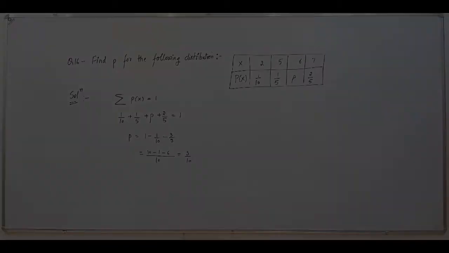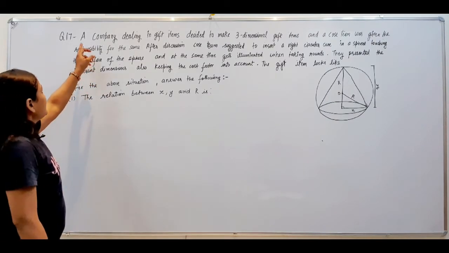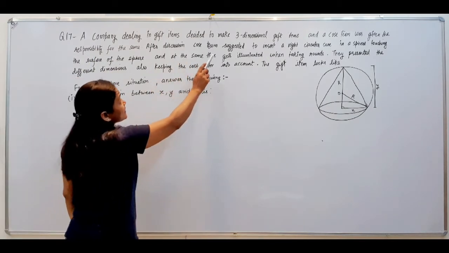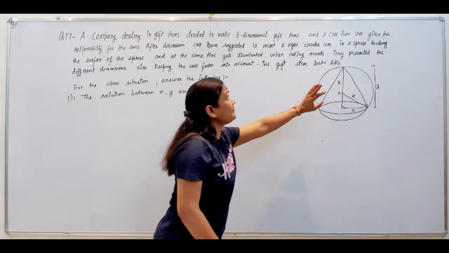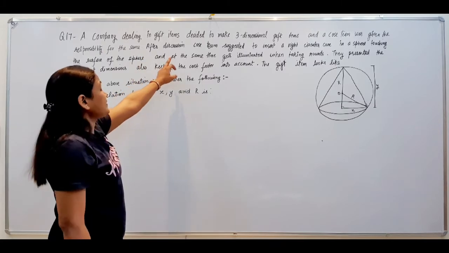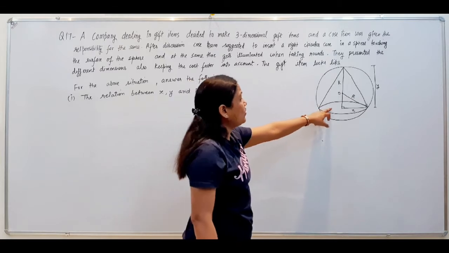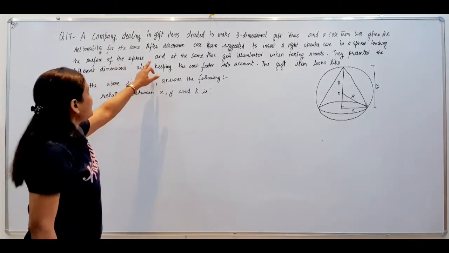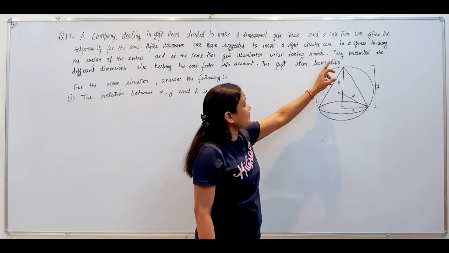Your 17th question is a case study. The case is: a company dealing in gift items decided to make a 3-dimensional gift item, and a core team was given the responsibility for the same. After discussion, the core team suggested to insert a right circular cone in a sphere, touching the surface of the sphere and at the same time getting illuminated when taking rounds.